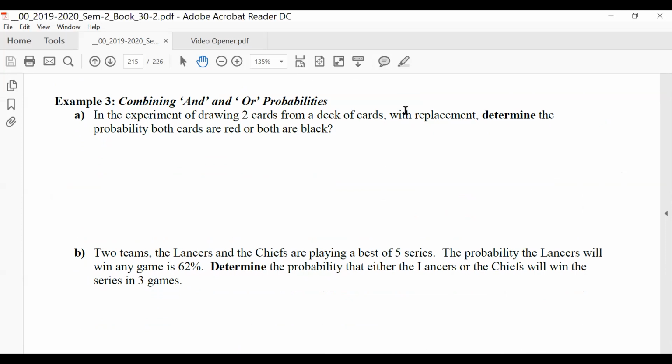In the experiment of drawing 2 cards from a deck with replacement, so hey, now I know they're independent. Determine the probability both cards are red or both are black. Okay, so I want the probability of red and red, or I want black and black.